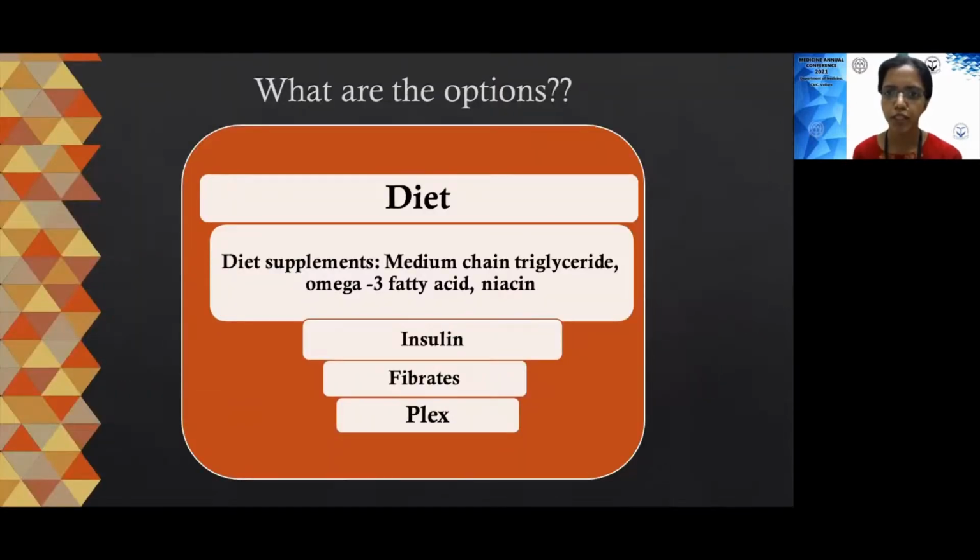What to do? What are the options in a patient who has dyslipidemia? First is diet. Second is dietary supplementation like medium chain triglyceride, omega-3 fatty acid or niacin. Third is insulin. Fourth is fibrates. And last is plasma exchange or PLEX.